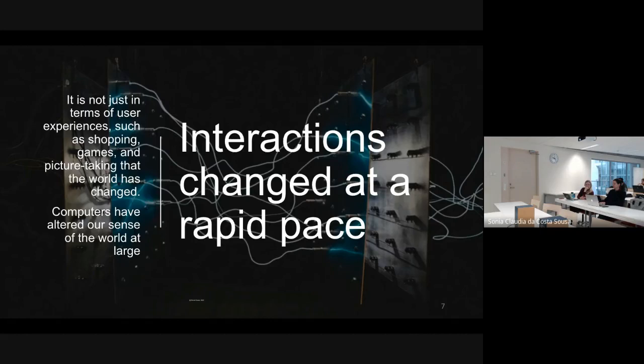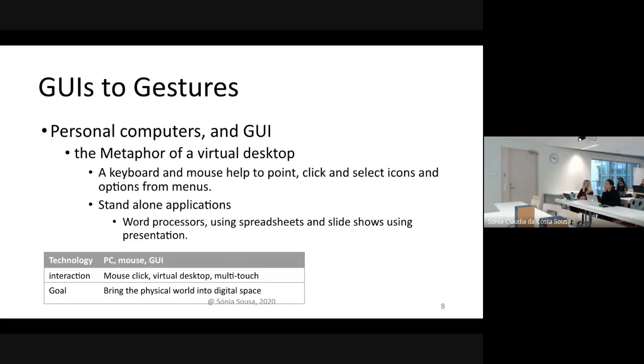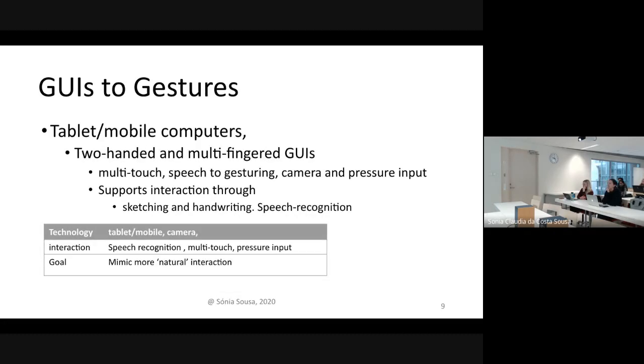And one thing that happened as well is that we now cannot live without it. So we shop, we play games, we do most of our things with technology. If you look at here, we started with the mouse, the virtual desktop, the idea of bringing the physical to the digital world. This was the very beginning of technology. Then with mobile technology, we tried to mimic what we call natural interactions in the digital world, because we use our fingers, we pinch, we use our voice, we use our face. This is natural interaction. We tried to close the gap between the physical and the digital. That was the idea.